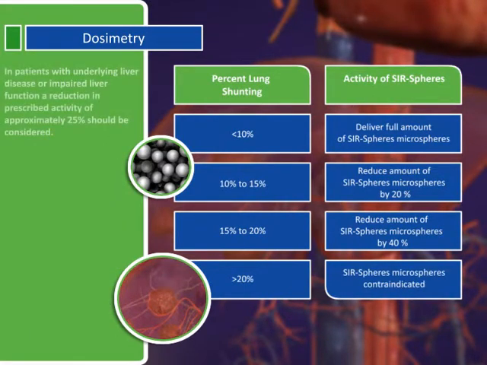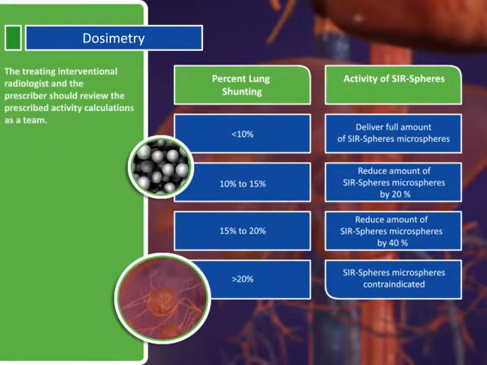In patients with underlying liver disease or impaired liver function, a reduction in prescribed activity of approximately 25% should be considered. The treating interventional radiologist and the prescriber should review the prescribed activity calculations as a team.